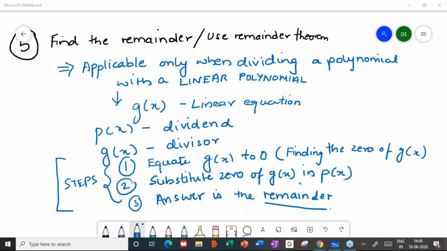Ma'am, sometimes in the question they've already given the zero of g of x. So can you use that then? Yes, definitely. If it's already given, then that makes it easier. Okay, ma'am. Thank you.